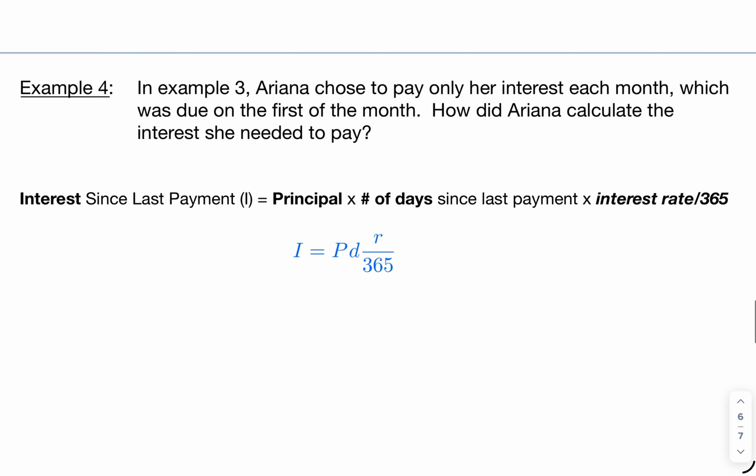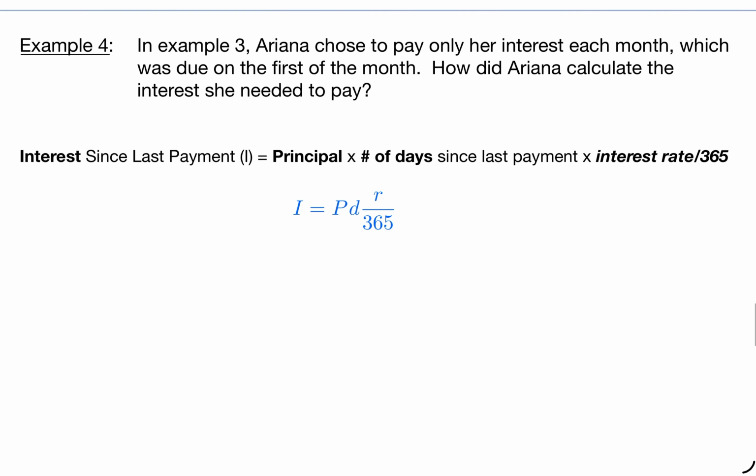Okay, now let's take a look at the next example. It's saying that in example 3, Ariana chose to pay only her interest each month, which was due on the 1st of the month. How did Ariana calculate the interest she needed to pay? Well, the interest that you would pay since the last payment is equal to the principal amount times the number of days since last payment times the interest rate divided by 365.